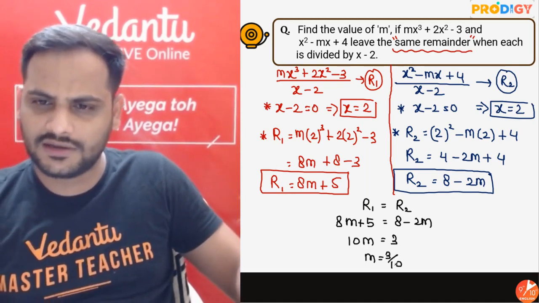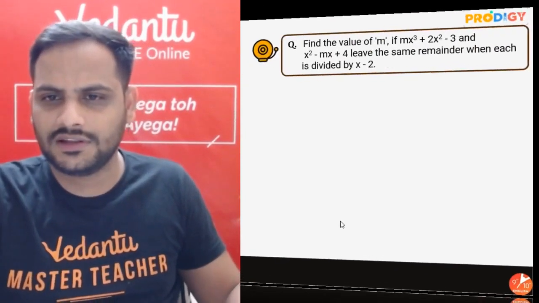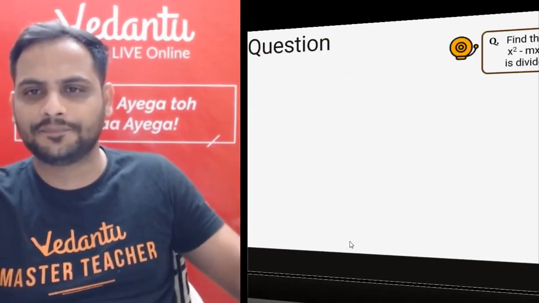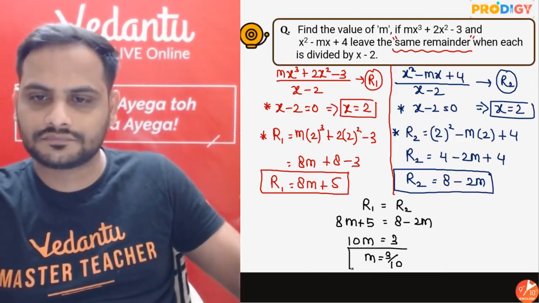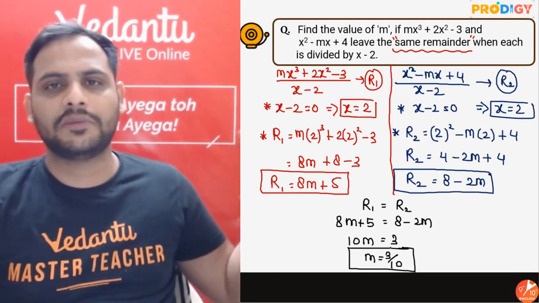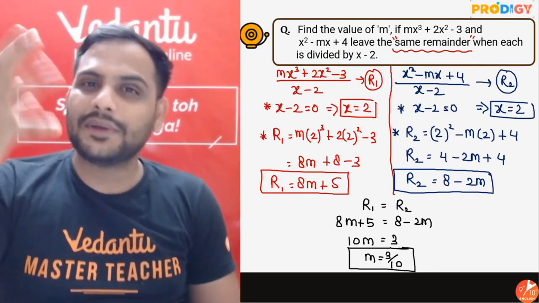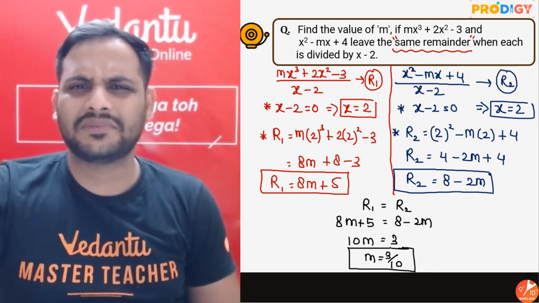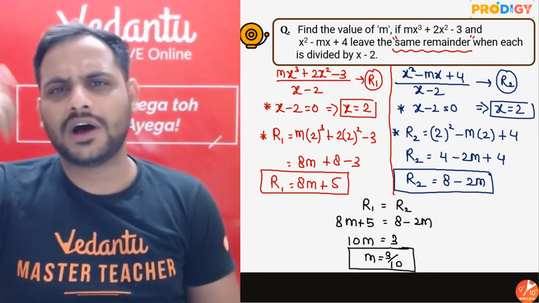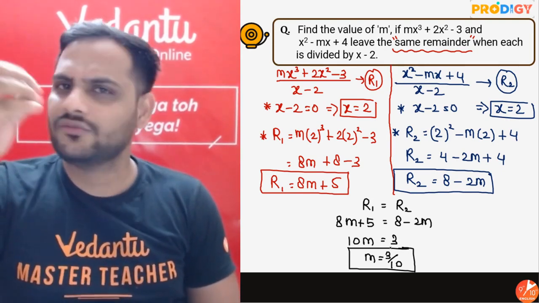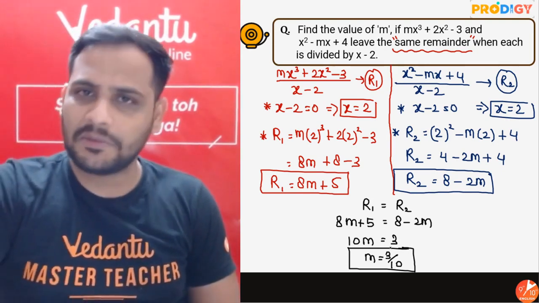I hope I am getting it correct. Let's just check the calculation quickly if it is correct or not. Chalo, it is correct. m is equal to 3 by 10. Okay? m equal to 3 by 10 will be your correct answer. So we just have to make the remainders equal. Now in this way they can change the equation. Sometimes they'll say r1 plus 2r2 is equal to 0. So just find the remainders and substitute the values, whatever equation they are giving in the remainders.